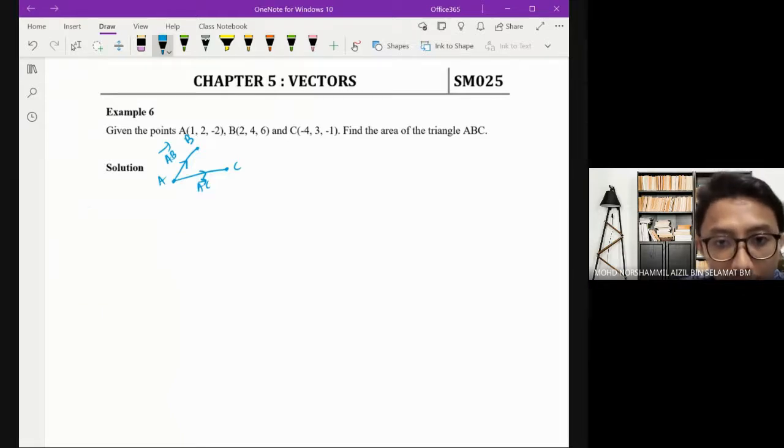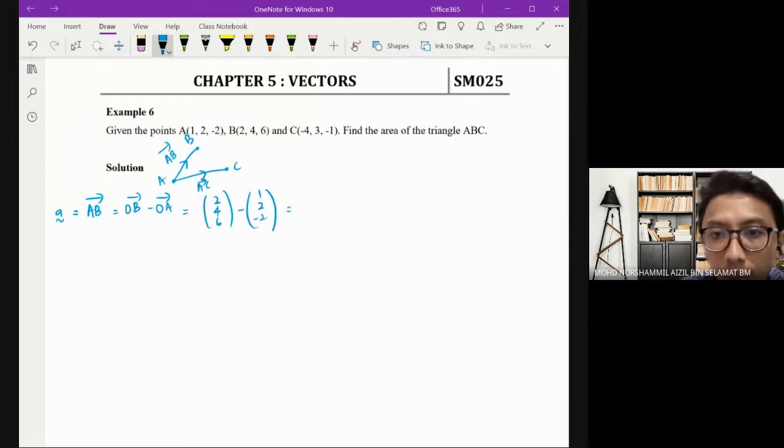So to get vector AB, let's assume vector AB is vector A. Vector AB means OB minus OA. We already have B, B is 2, 4, 6, minus A, which is 1, 2, minus 2. So what do we get next? 2 minus 1 is 1, 4 minus 2 is 2, 6 plus 2 is 8. So this is vector A, guys. Vector A is i plus 2j plus 8k.